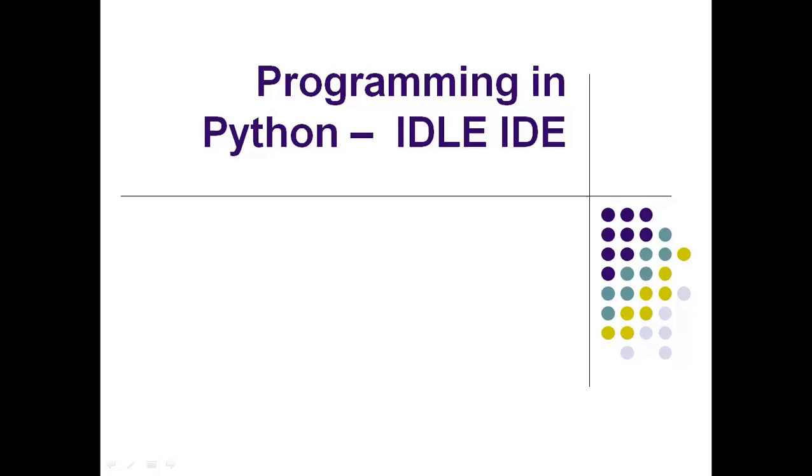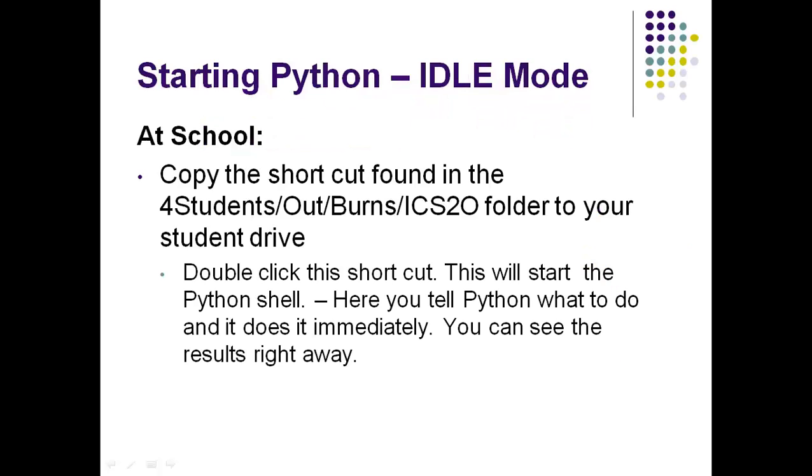Alright, welcome to today's lesson on programming in Python using the IDLE IDE. So today in class we're going to look at first how to do this at school. In order to do it at school, you're going to want to open up the idle.bat shortcut found in the ICS2O folder on the For Students drive. You're going to double click this shortcut and it's going to open up the Python shell, which looks something like this.